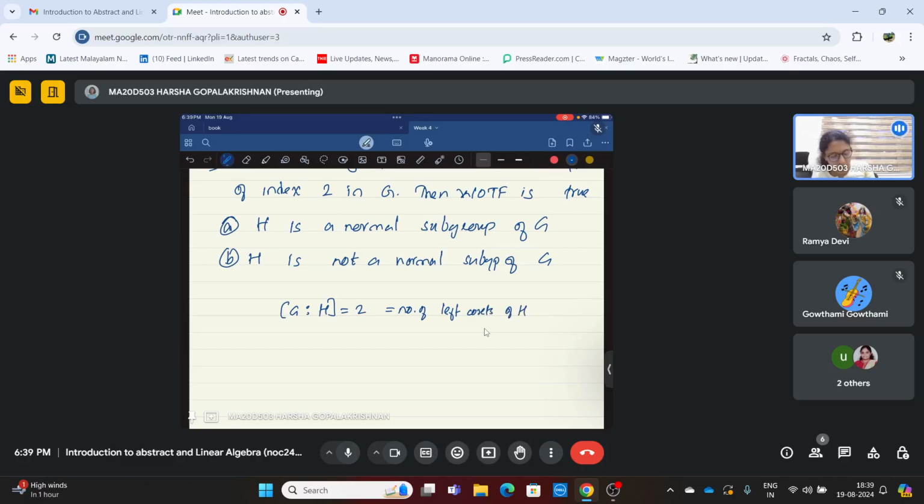So H in G. How many left cosets are there? Only 2 left cosets are there. That means H and some aH. All the left cosets together form a disjoint union of the group G. These many things we know. Using this concept, can you say whether this H will be a normal subgroup or not?